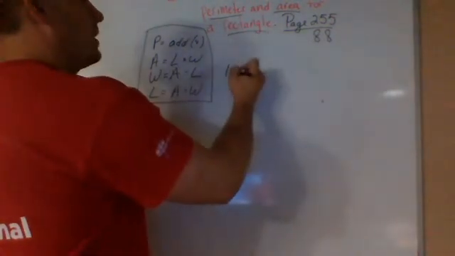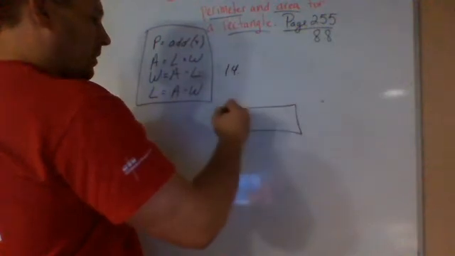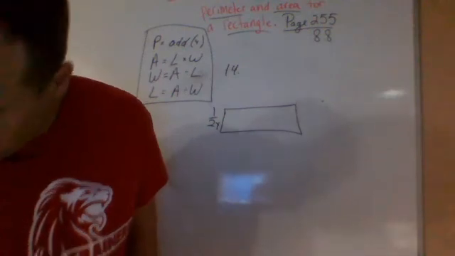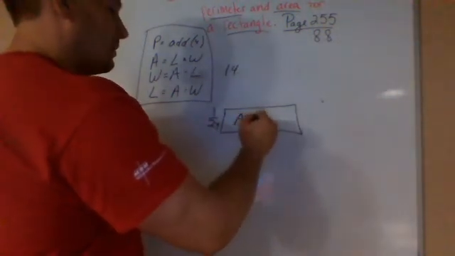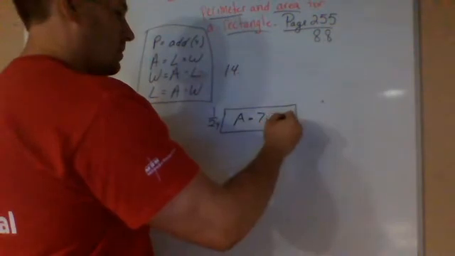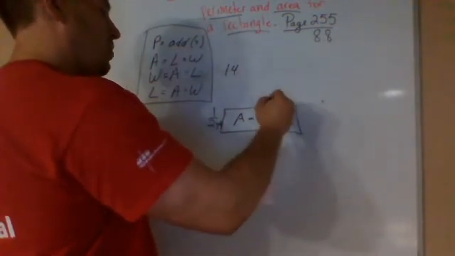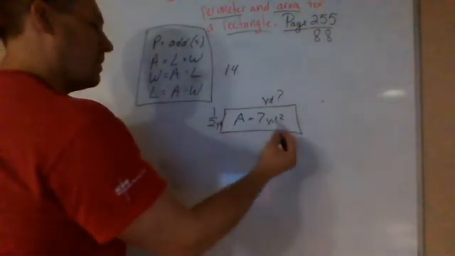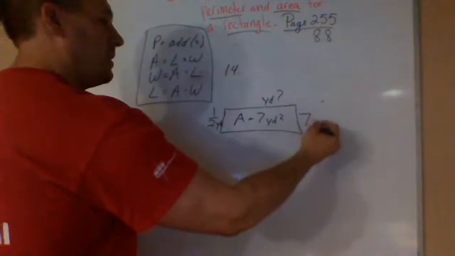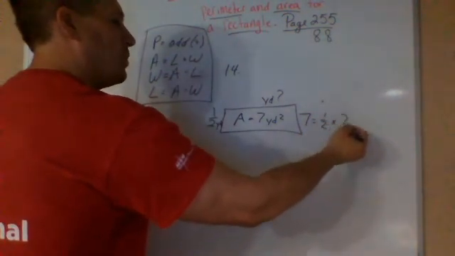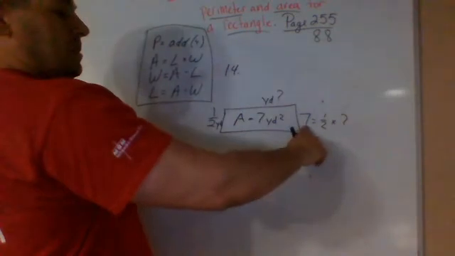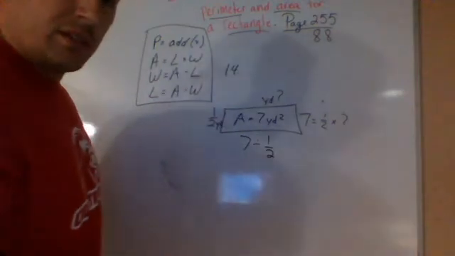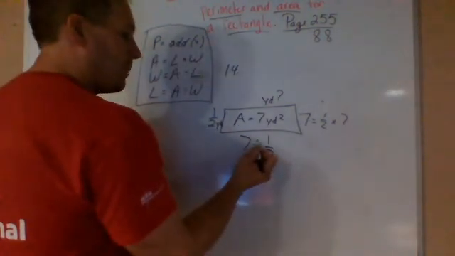Okay, so look at number 14. Number 14 has a rectangle, and I think it says it's a half a yard on one side, and the area equals 7 square yards, and it doesn't know how much this is. So it's length times width, right? Area equals length times width. We have 7 equals 1/2 times we don't know. So I'm going to basically be taking 7 divided by 1/2 to get my answer.